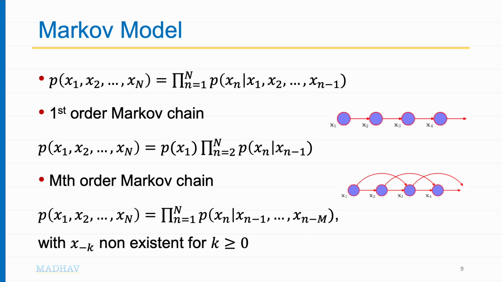Now let's come to Markov models, some probabilistic modeling. The first equation: P of x1 up to xn can be written as the product over all n from 1 to capital N of P of xn given x1 up to xn minus 1. Do you agree with this formula?